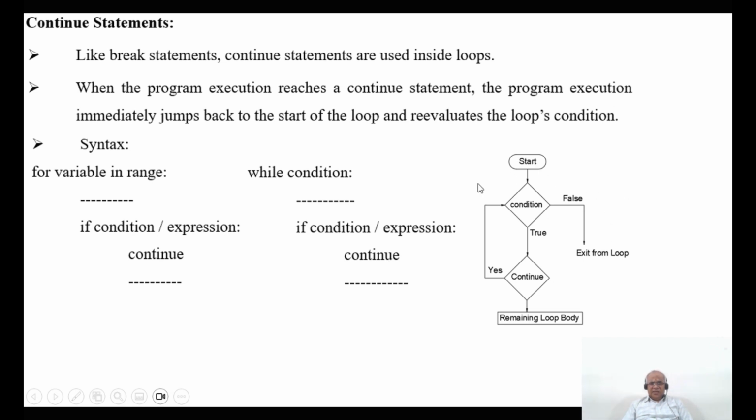So this is the loop flowchart. Start, the condition becomes true, it comes to continue. If it is false, it exits from the loop. When it is continue, it jumps back to the condition and re-evaluates it. Then it executes the remaining body of the loop.